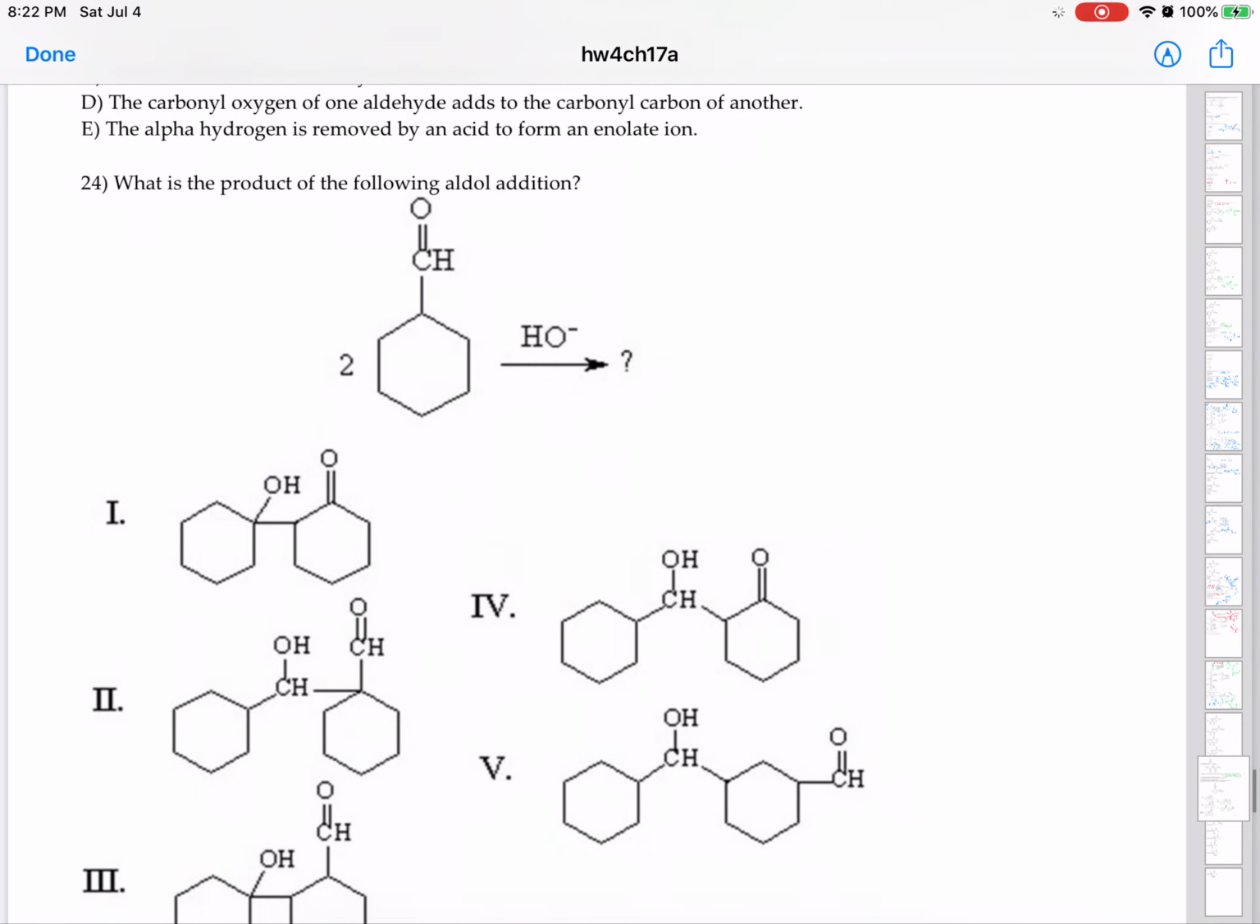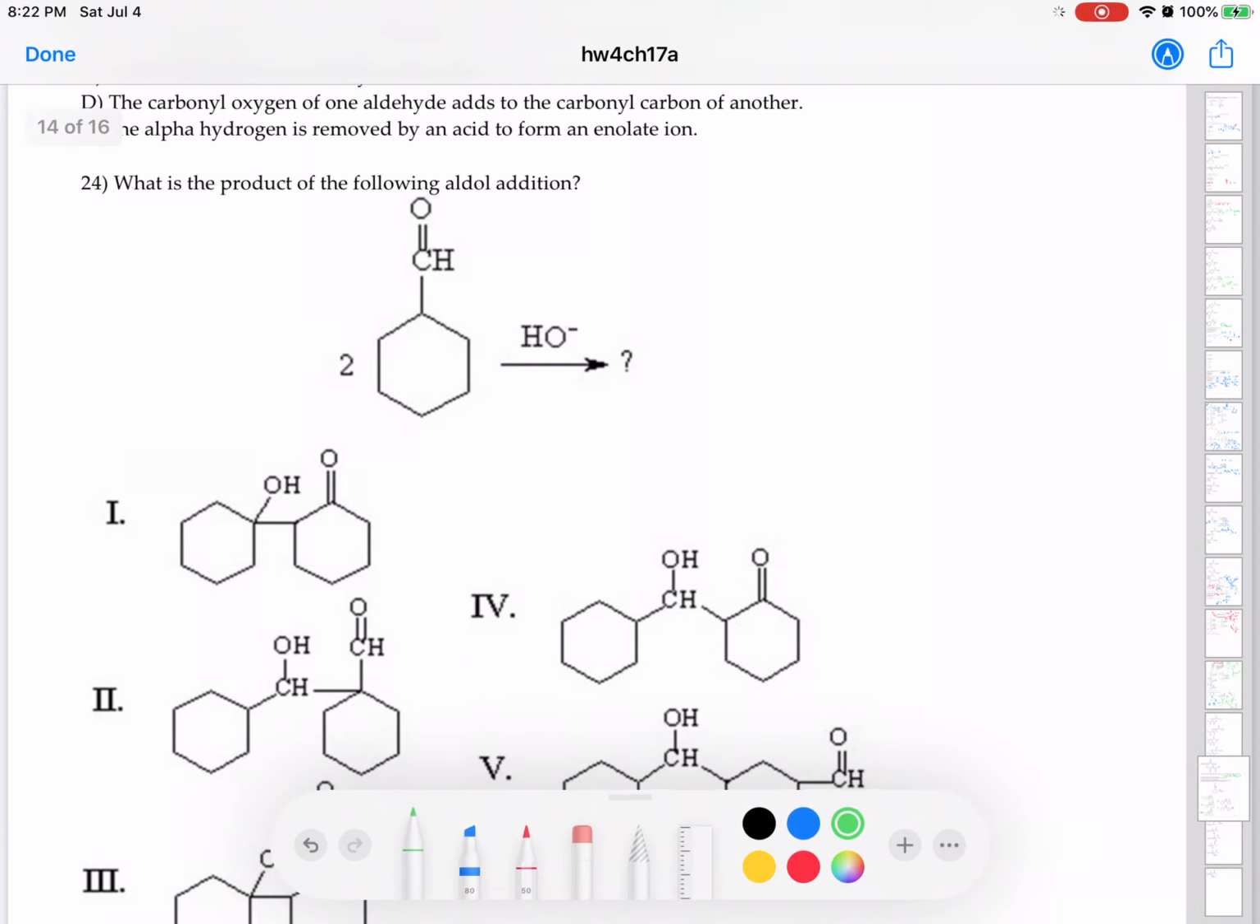What is the product of the following aldol condensation? Now here we have an aldehyde. Okay, so there are two aldehydes. It's going to condense between the two. So this is how it's going to happen. So now this one, CHO, and you have another one, two molecules like this, CHO.